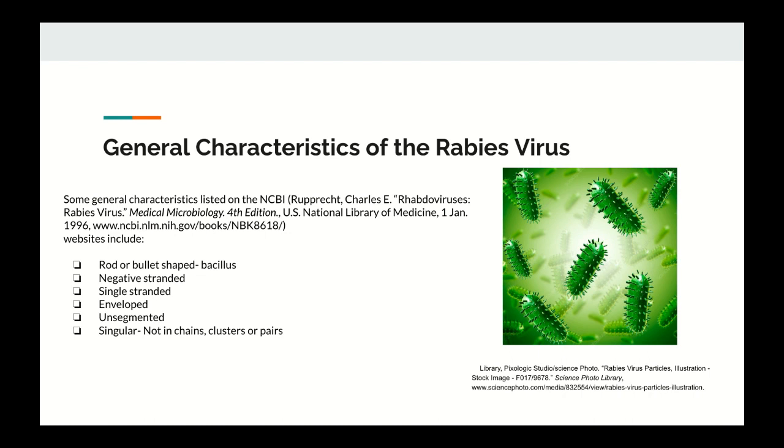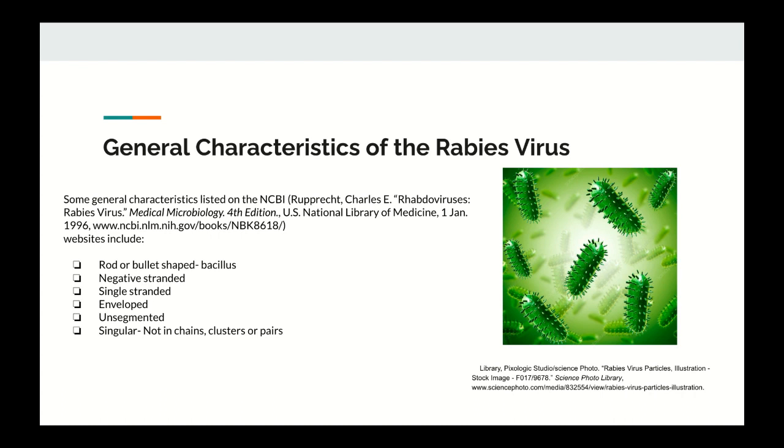Up first, we're going to talk about some general characteristics of the rabies virus. Some general characteristics listed on the NCBI website, along with the National Library of Medicine, include that it's rod or bullet shaped, meaning it's bacilliform. Because of this shape, it is classified in the Rhabdoviridae family, and this family also includes the genus Lyssavirus. Also, this virus is negative stranded and single stranded. Because of these two characteristics, mRNA must be transcribed from the genetic material for replication of this virus.